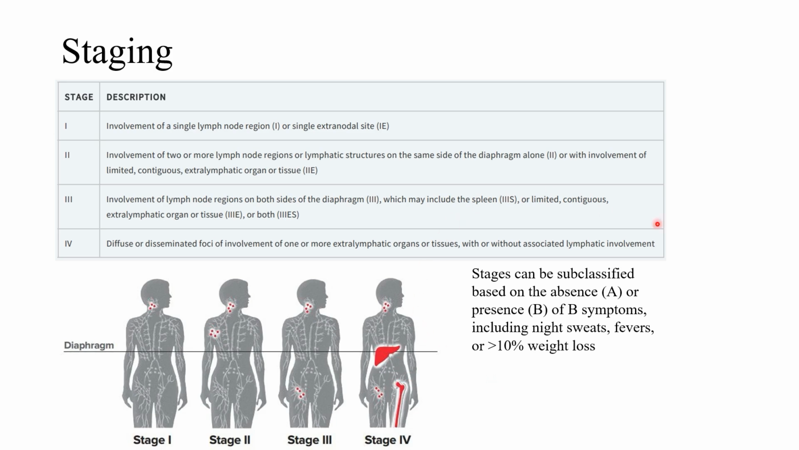And so what this is saying over here is you can also, if you wanted to, tack on an A or B at the end of your stage, and that's a symptomologic qualifier. So A stands for absence of B symptoms, and the B is, yes, there is B symptoms. So those are night sweats, fevers, or unintentional weight loss, like we said earlier.